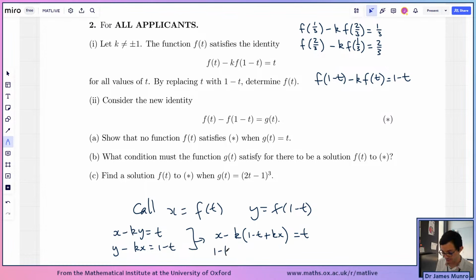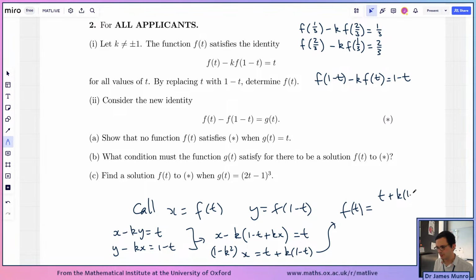What have I got? I've got 1 minus k squared, lots of x. And I've got some really messy constant. What is it? It's t plus k times 1 minus t. Okay, so I suppose that's f of t then. Yeah, I'm going to divide by 1 minus k squared, and I think that's my answer. f of t is equal to t plus k times 1 minus t, divided by 1 minus k squared.